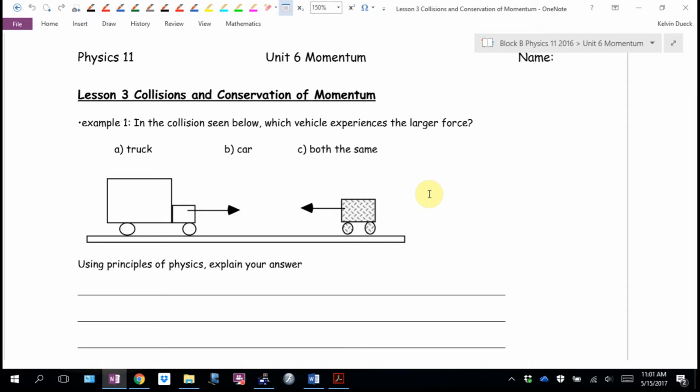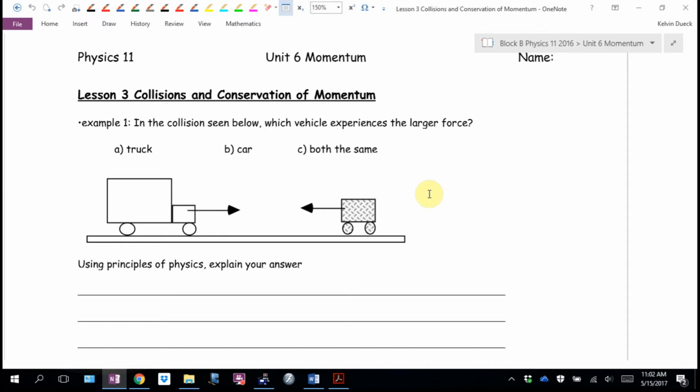It says, in the collision seen below, which vehicle experiences the larger force? You know what? Once again, this is a chance for us to vote. Once again, how high you hold your hand up shows how sure you are of the answer. So we have a big truck, a little car. Which one experiences the larger force? Who says the truck experiences the bigger force? Who says the car experiences the bigger force?